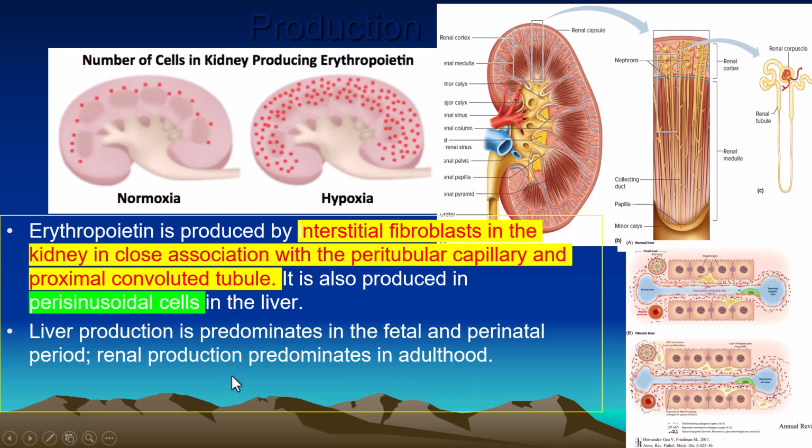The production of erythropoietin by the liver is dominant during the fetal and perinatal period, when the baby is still in the womb of the mother. The erythropoietin is produced by the liver. But when the baby is born and starts growing, this action is taken over by the bone marrow, and the kidney starts production of erythropoietin.